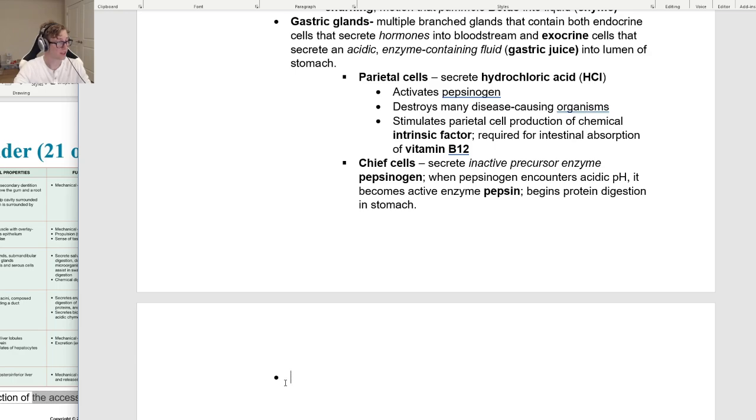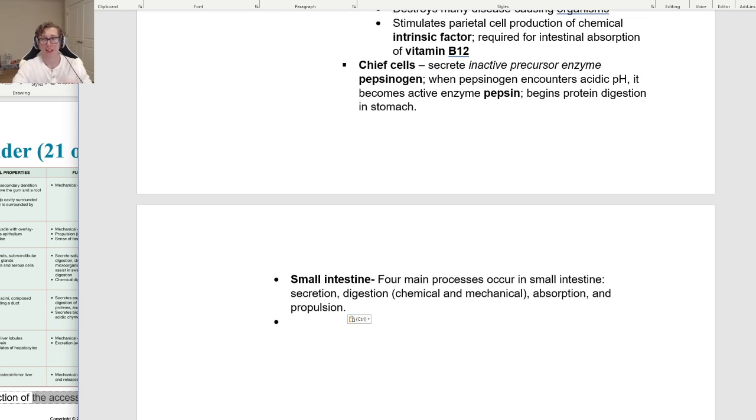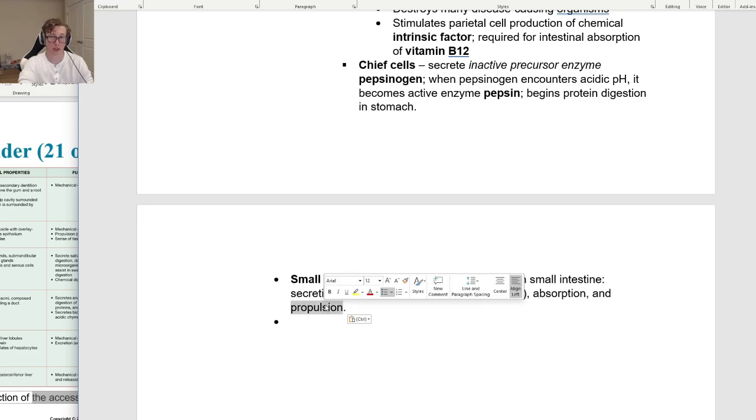All right, small intestine time. Now, the small intestine happens right after the stomach. Once that chyme has been moved and properly mixed, it's time to go over. There are 4 main processes that occur in the small intestine. This is where a lot of the magic happens. You have secretion, digestion, both chemical and mechanical, absorption, and propulsion.